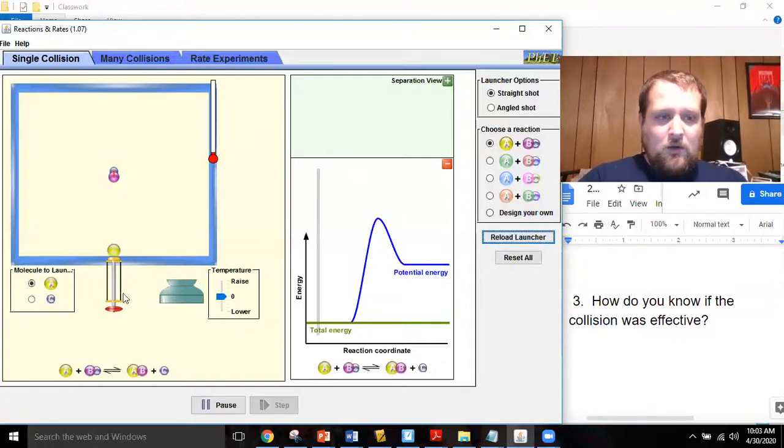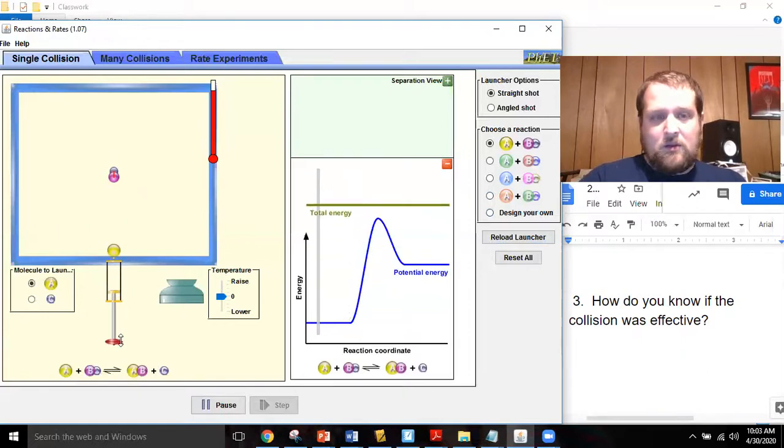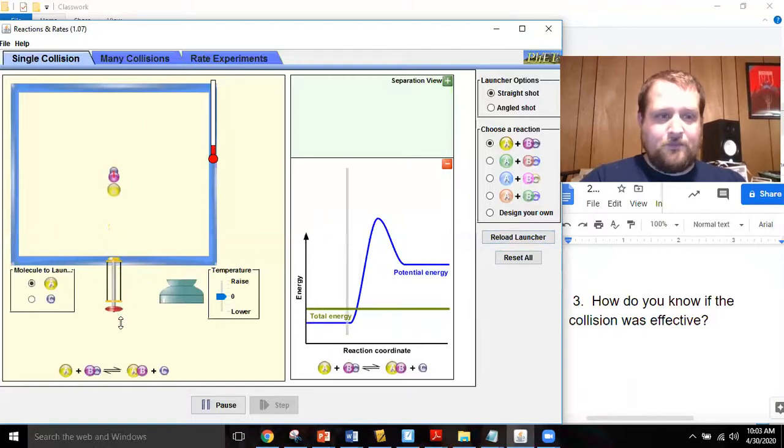So now I'm going to pull it back a lot. And it looks different. So how is this different than before? When we give it a lot of energy, how is this different than before? So one more time, here's just a little bit of energy.